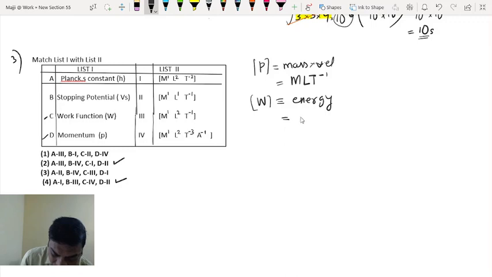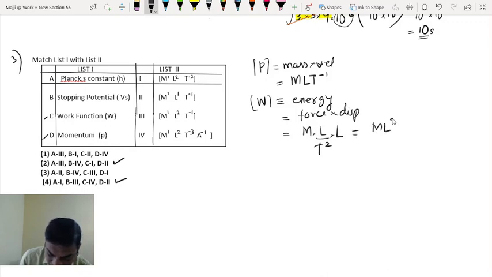So energy means what? Force into displacement dimensionally. So force is mass into acceleration. Acceleration is this displacement. So you have M L square T power minus 2. That is the first option. So C is first. C is not the first. So this is the correct answer. That's all. No need to find any other option because the rest are all different. So why waste time? So the correct option is the second option.